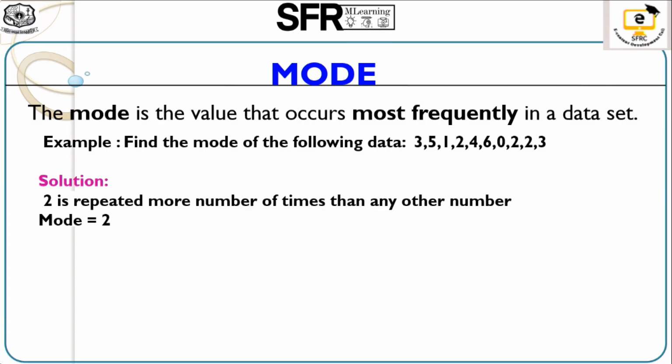4 occurs once, 6 occurs once and 0 also occurs once. The mode is nothing but the value that occurs most frequently in this data. In this example, 2 is repeated more times than any other number. Therefore, here the mode value is 2.